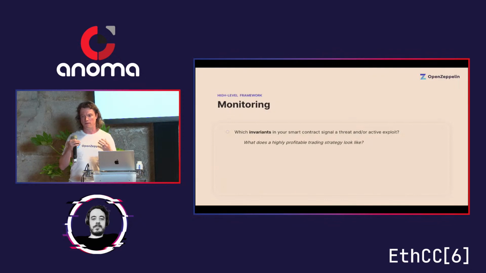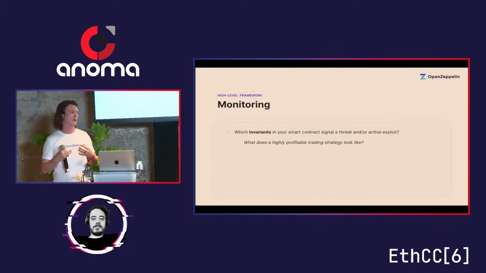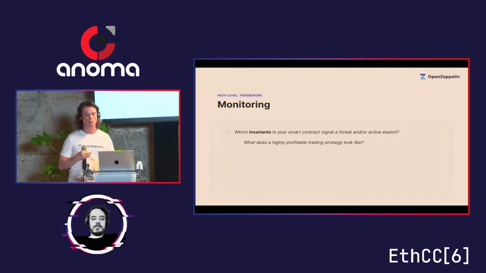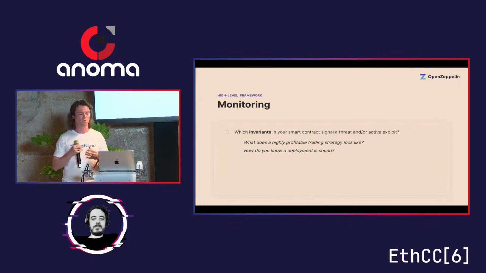So if there's a highly profitable trading strategy and you have a lot of value being taken out of your contract, what does that look like? What are the parameters you might monitor to validate that? And then, if you've just made a deployment, how do you know that that's sound? How do you know that that's behaving in the way that you think it should be behaving?